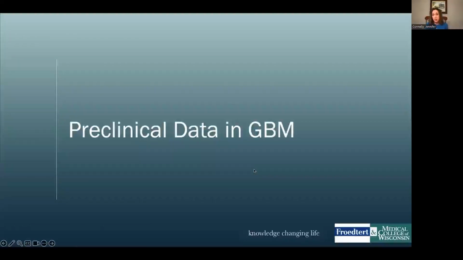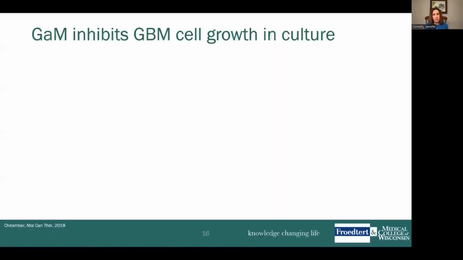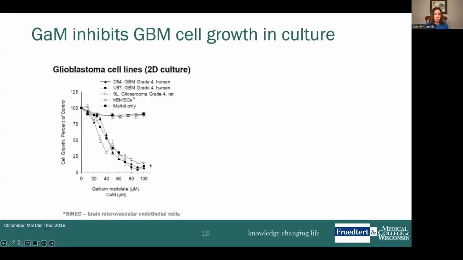So touching on the preclinical work that has been done with gallium maltolate in glioblastoma, when we're studying and investigating potential new treatments in cancer, we start with cells in culture. And what we did is we took 2 glioblastoma human cell lines, the D54 and the U87, and we exposed them to gallium maltolate. And what we saw was the rate of growth was substantially decreased in those that were exposed to gallium maltolate versus our control agents up here.